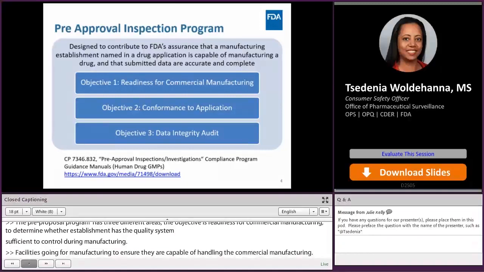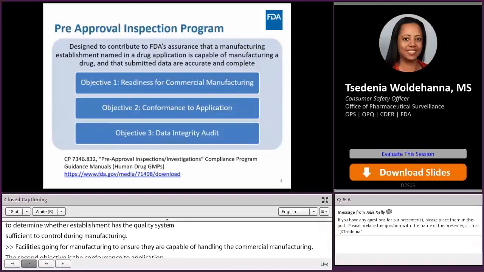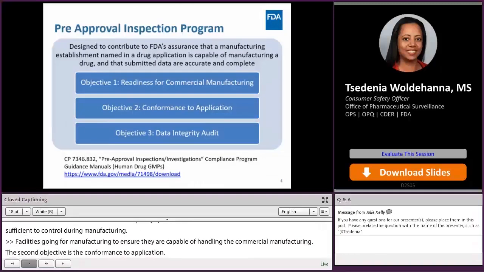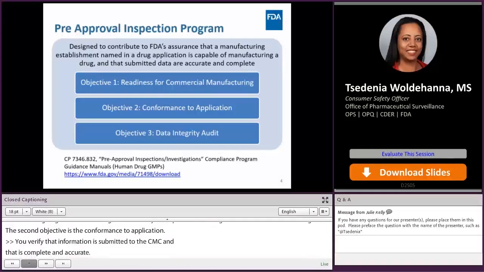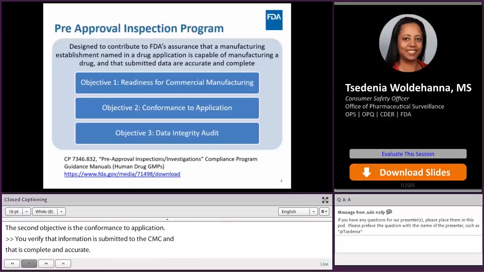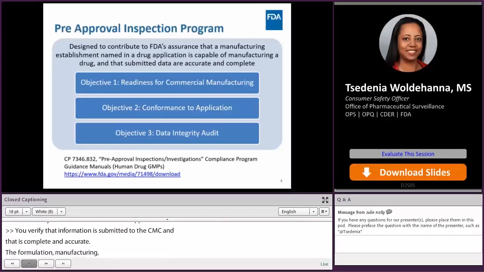The second objective is the conformance to application. And this is to verify that information submitted through the CMC is complete and accurate. So it's to verify that the formulation, the manufacturing or processing methods, both processing and analytical methods, are consistent with the descriptions contained within the CMC sections of the application.